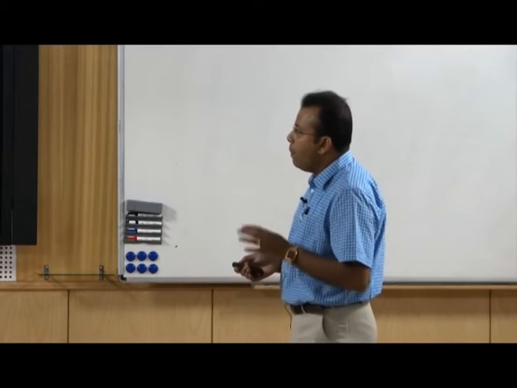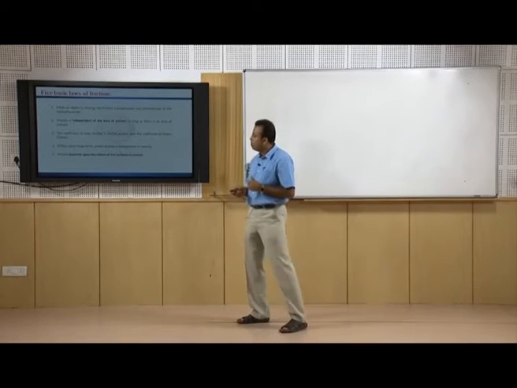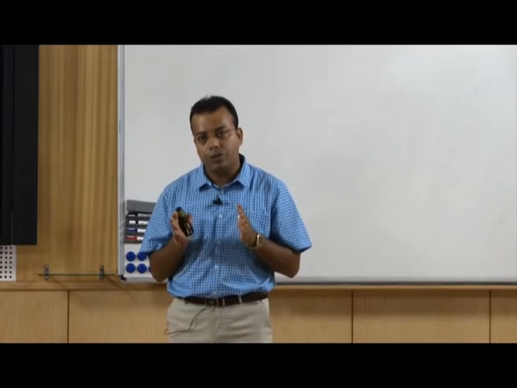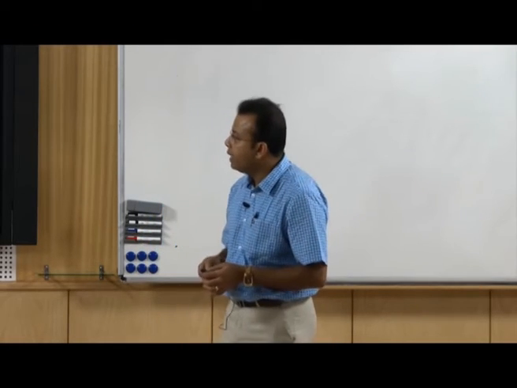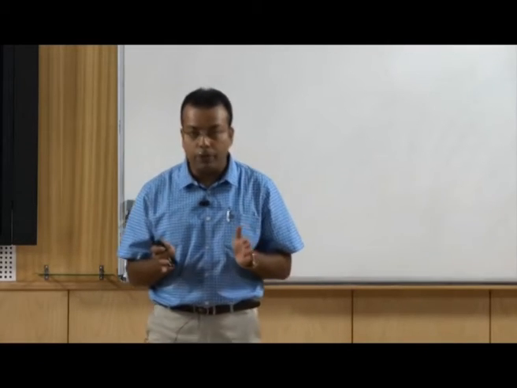So, there are 5 basic laws of friction. What are those? Law number 1 states that when an object is moving, the friction is proportional and perpendicular to the normal force. This is the basic fundamental of any tribological aspect. The second one is that friction is independent of the area of contact so long as there is an area of contact. This is known as the second law.